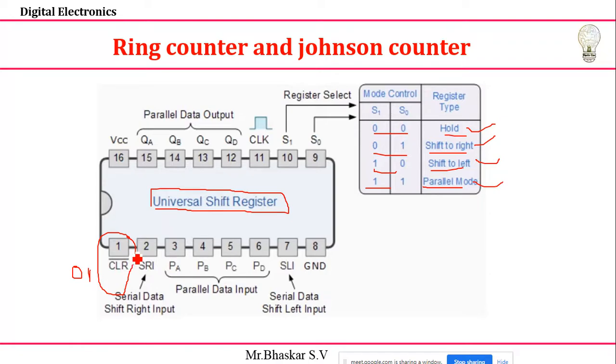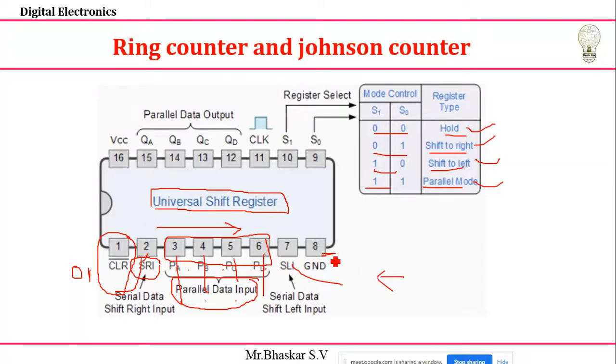It's not cleared. Next, pin number 2 is SRI, which stands for serial data shift right. If you want to shift the data to the right side, I'm going to use this pin, because I want to connect an input here and I can shift my data right. Next you have 4 pins, 3, 4, 5, 6, which I'm going to use to give my inputs 1, 2, 3, 4. You can take them as A, B, C, D, or otherwise PA, PB, PC, PD. They are used as parallel data inputs. Shift right means data is shifted to the right side. If I want to shift left, I'm going to use this pin, SLI, so you can shift to the left-hand side.